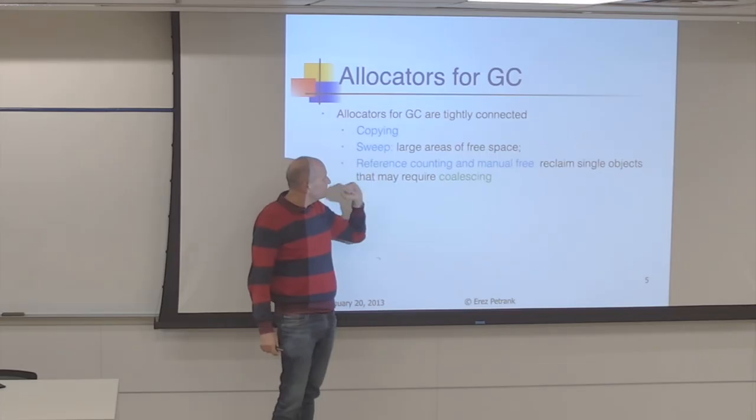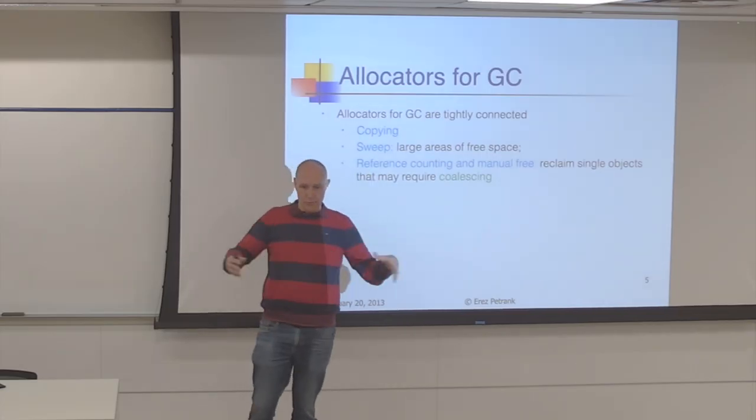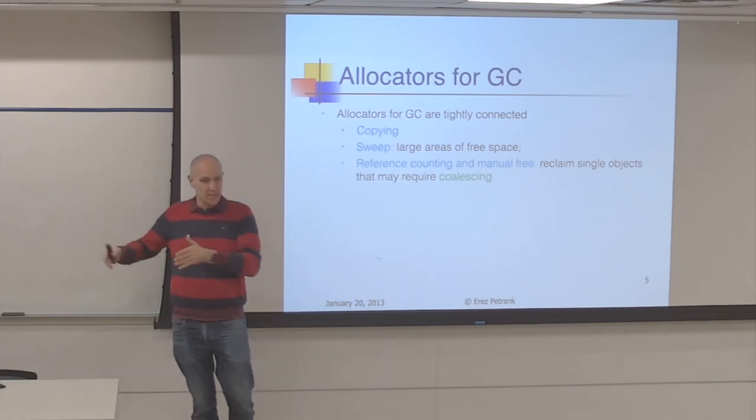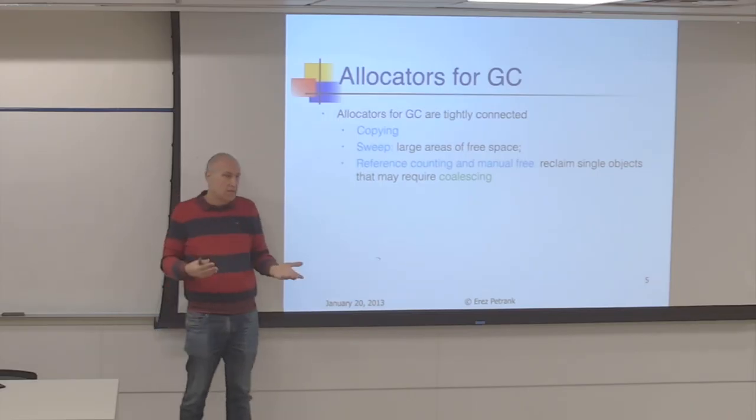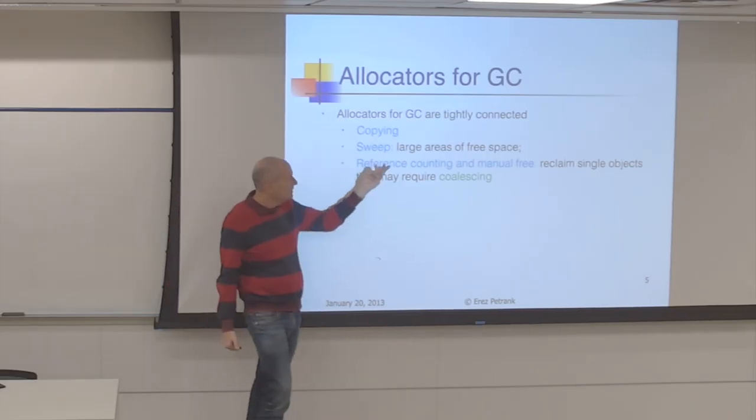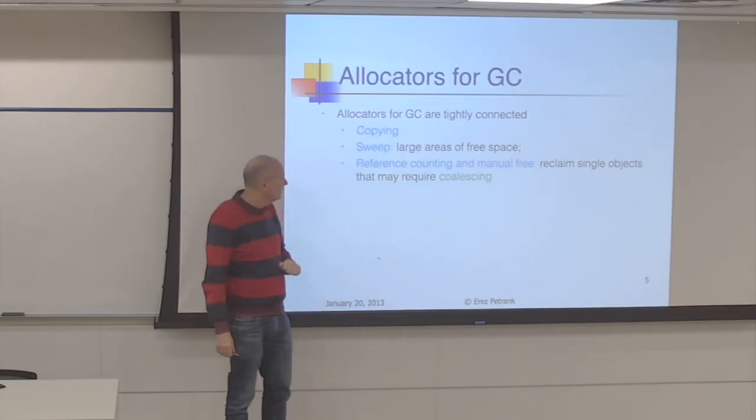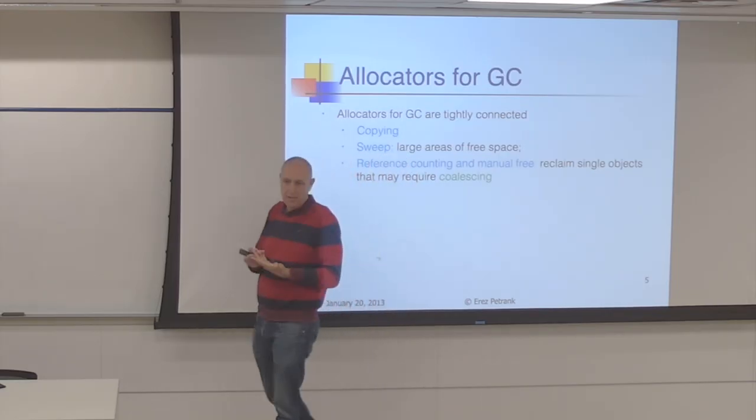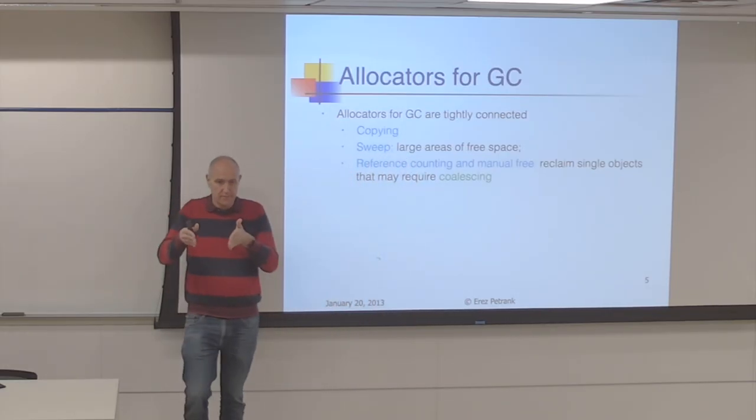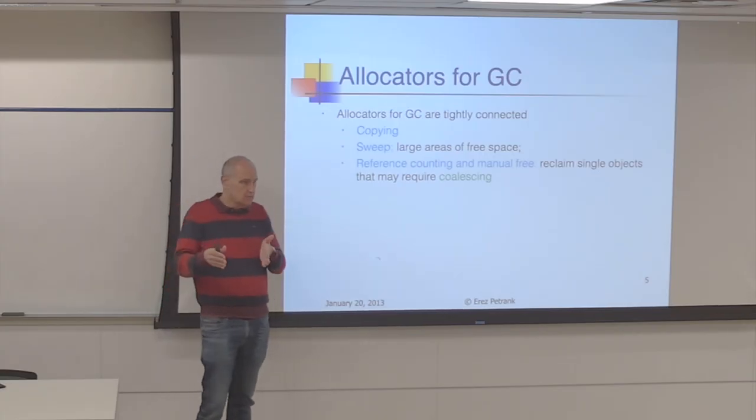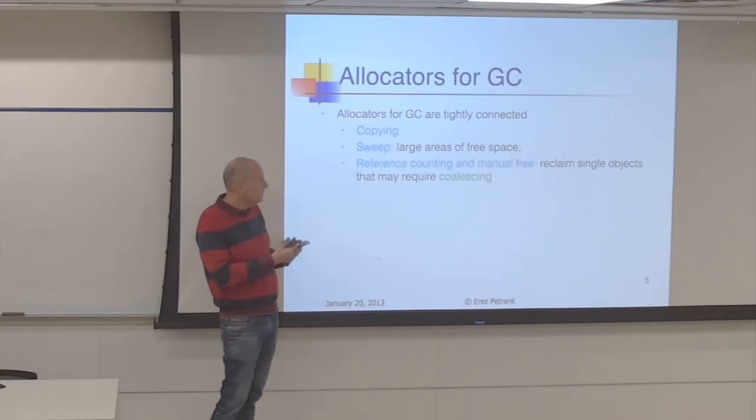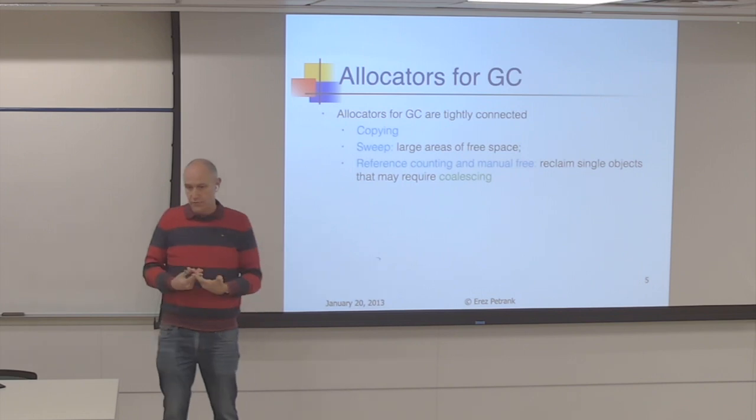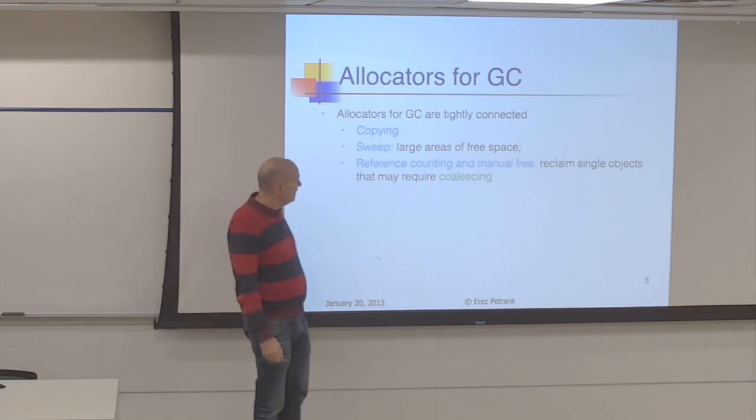And with sweep, you go through the heap and take all the free spaces and put them maybe in a free list, maybe in other structures. We'll talk about that. Reference counting and manual free: in manual free, you just get a piece of empty space that you're told is free now. Either the user says it or you have reference count 0. And then you have to let the allocator know that it can use it for future allocations. So this is how it goes.